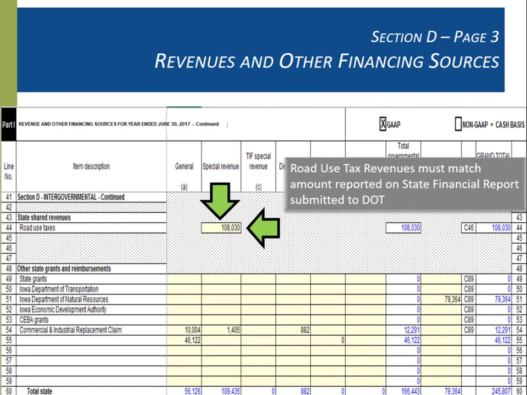If you don't have that report done, you might want to put this one aside a little bit and finish that one up. But in either case, column B, row 44, should be the same amount that you received from the state for road use taxes.